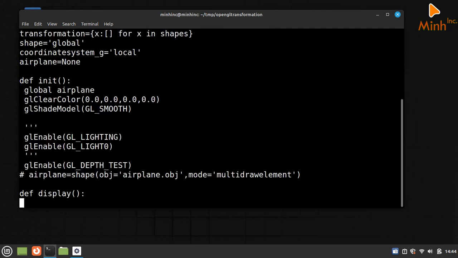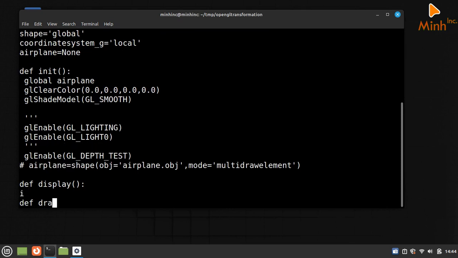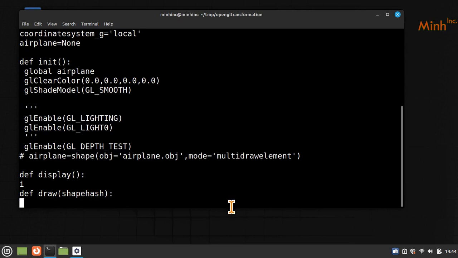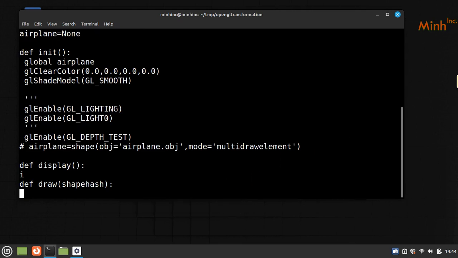Okay, so I'll say def draw, and that is the code. So it is shape hash. Okay, so it's a recursive function. So it would handle the way children, one contains children and like that. So it would recurse in that manner.